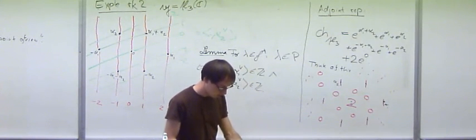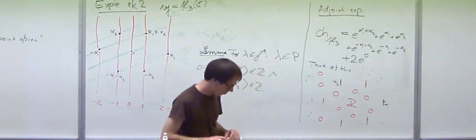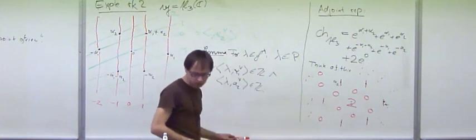So what's the idea of this Demazure character formula?